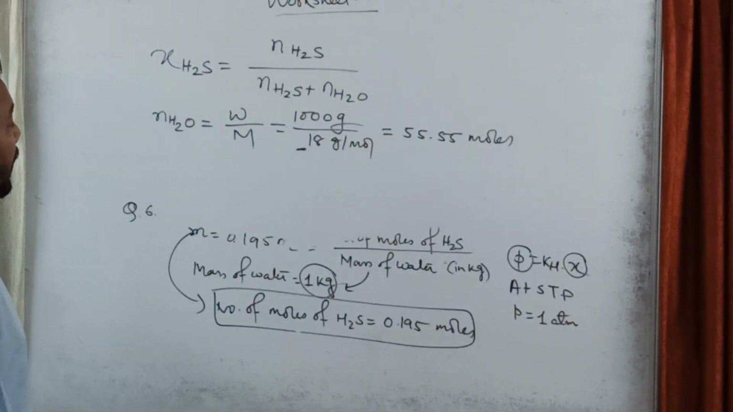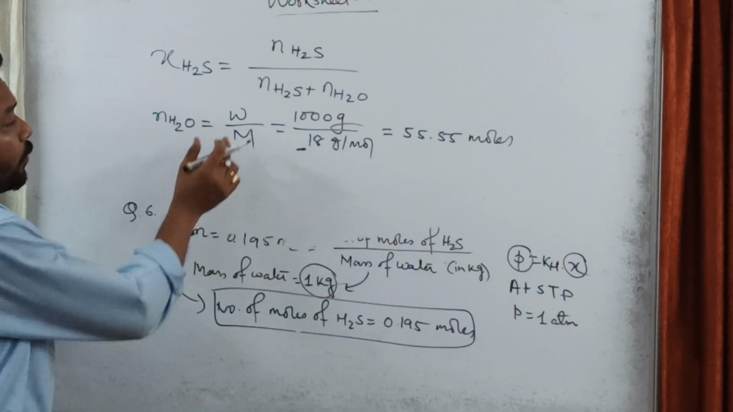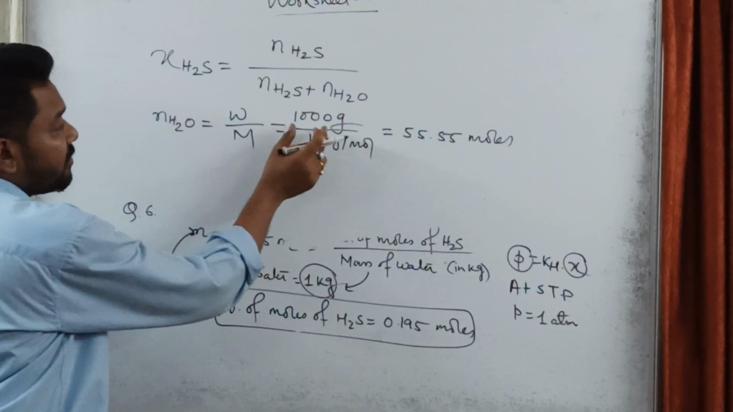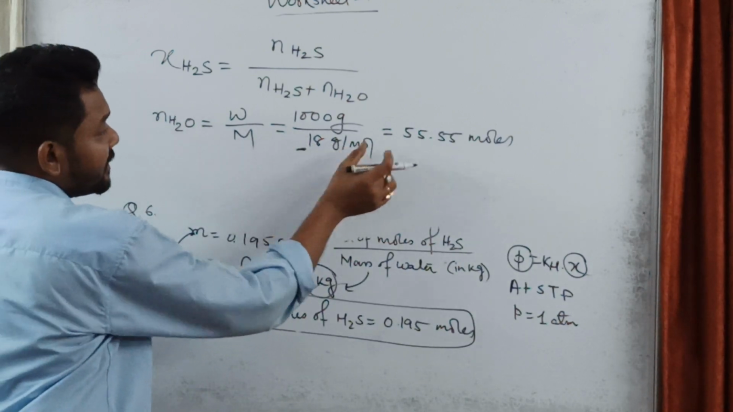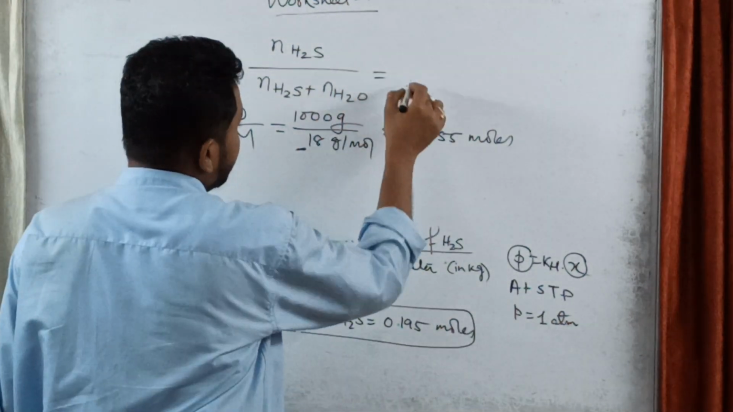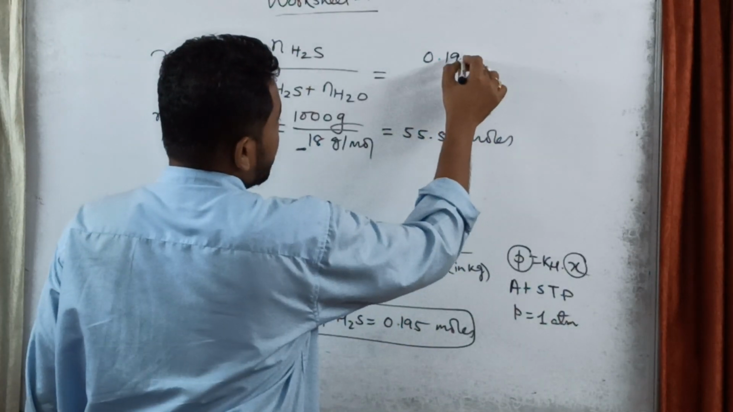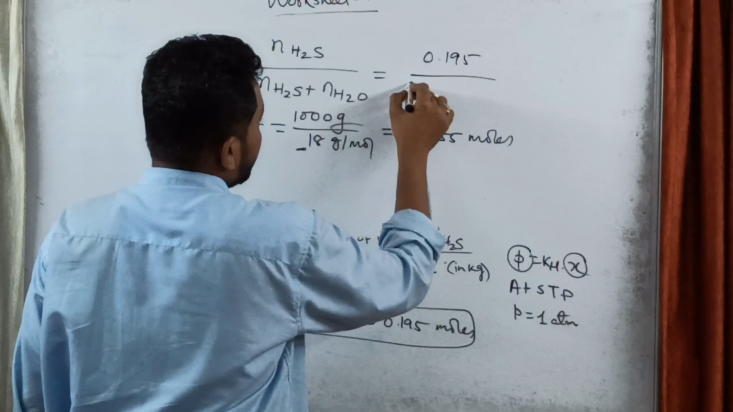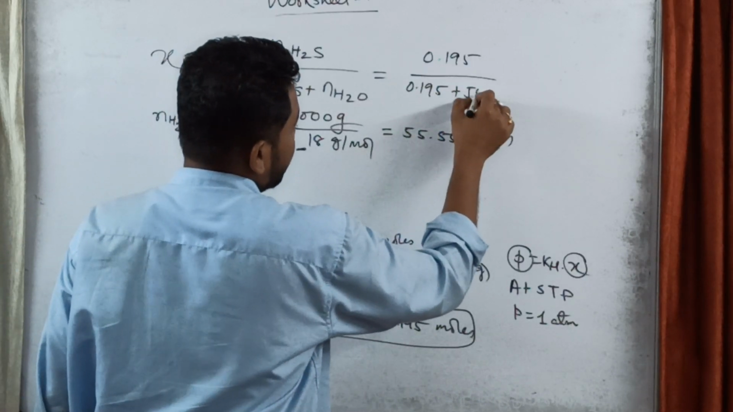So the number of moles of water can be calculated by weight by molar mass. Weight is 1000 gram because you have taken the mass of water as 1 kg. So 1000 by 18 means that value is 55.55. Now if you put this value over here, number of moles of H2S is 0.195 plus number of moles of water is 55.54.